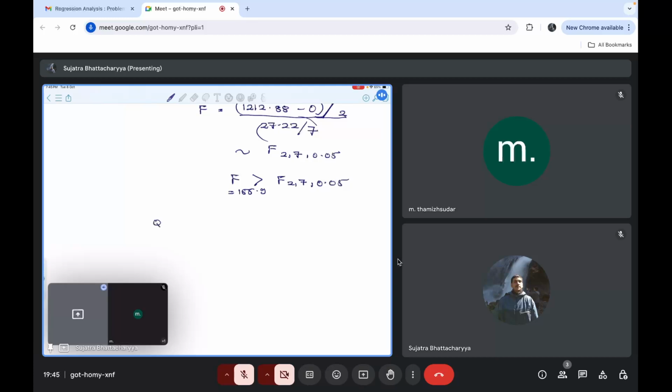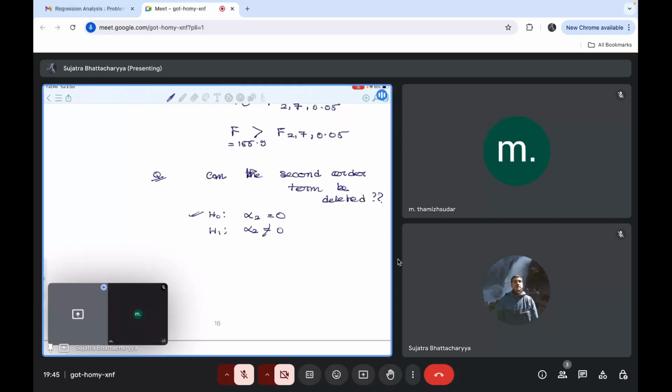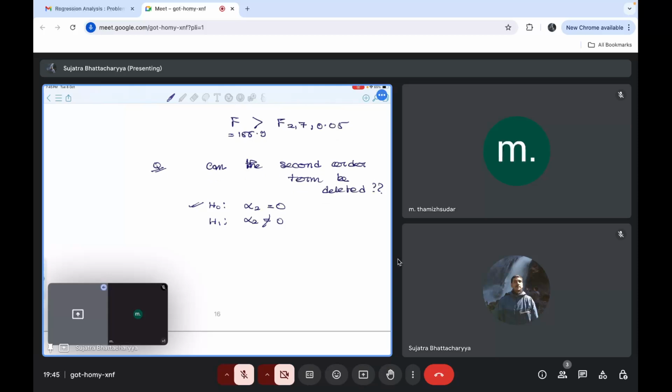Also, another question is there, the last one. It asks, can the second order term be deleted? Which means alpha 2 is 0 or alpha 2 is not equal to 0. This is the test you have to do. If we have to accept the null hypothesis, then it can be deleted. Correct?